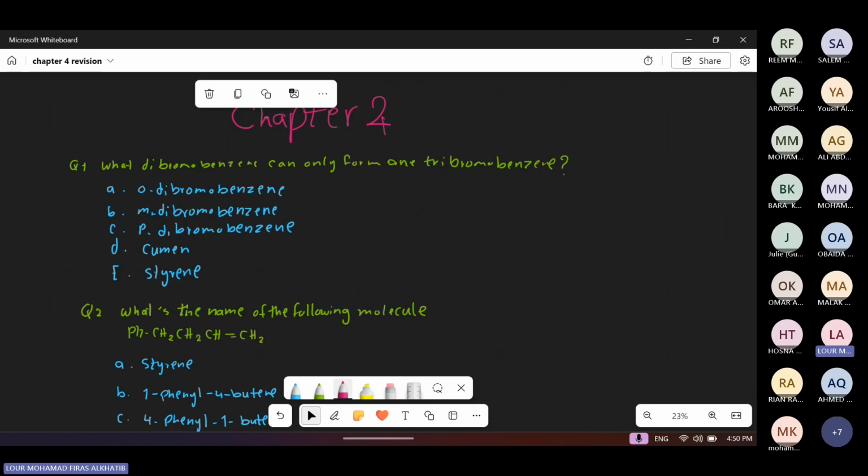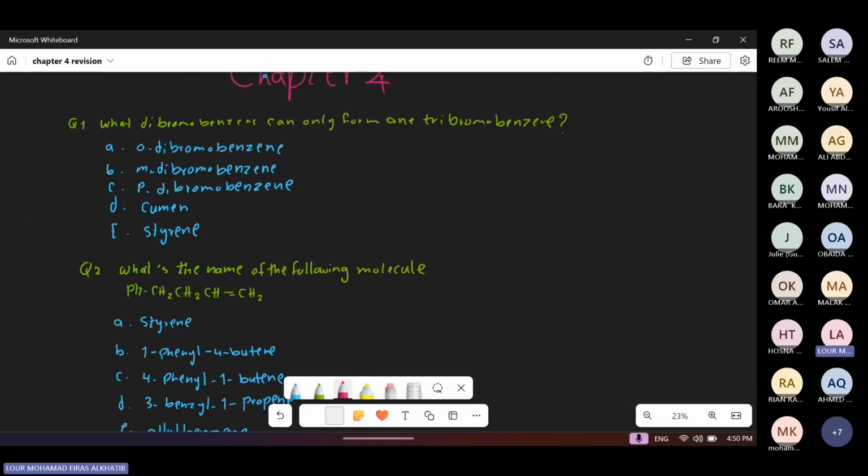Okay, we'll start. Let's see. The first question: what dibromobenzene can only form one tribromobenzene? A lot of people get this wrong, and I feel like it covers a whole topic when we're talking about naming and the structures.